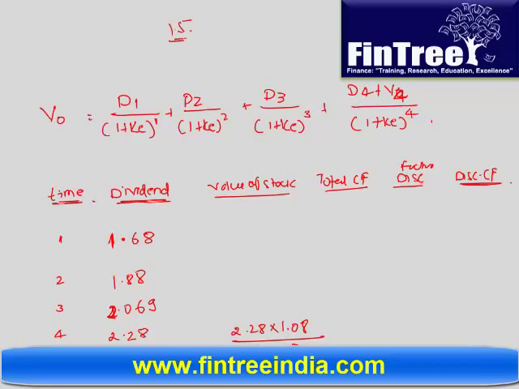30.73. Solve for this. Tell me how much. 2.28 into 1.08 divided by 8%, that is K minus G. 30.73.